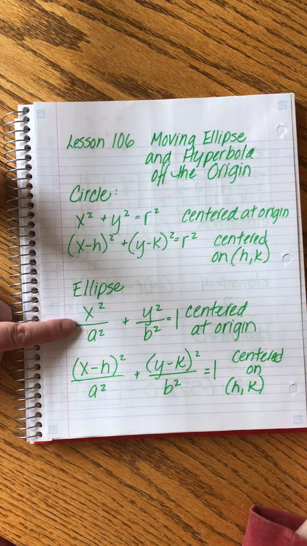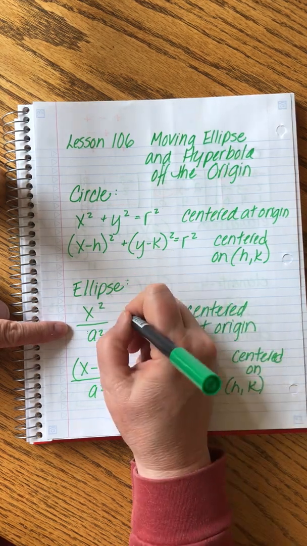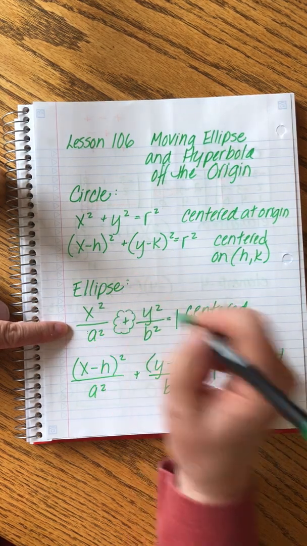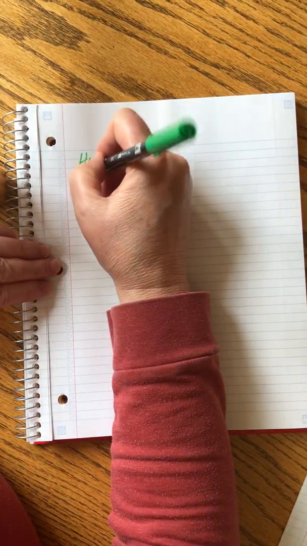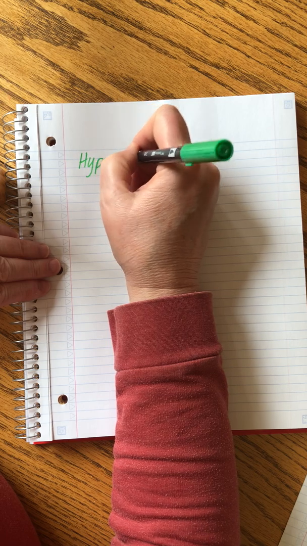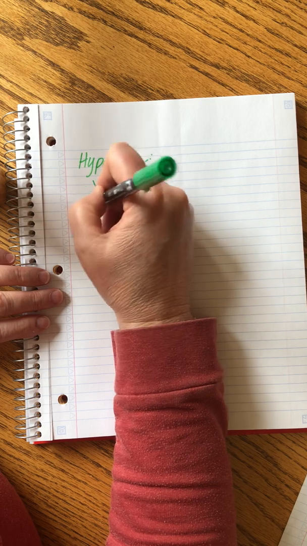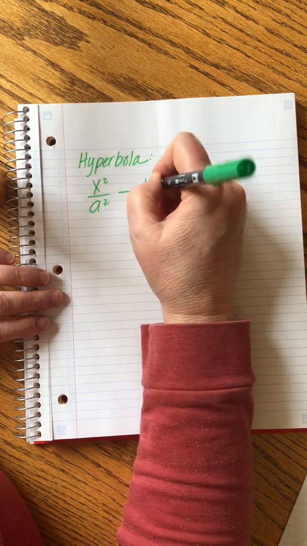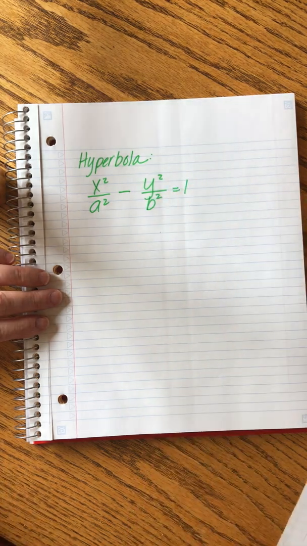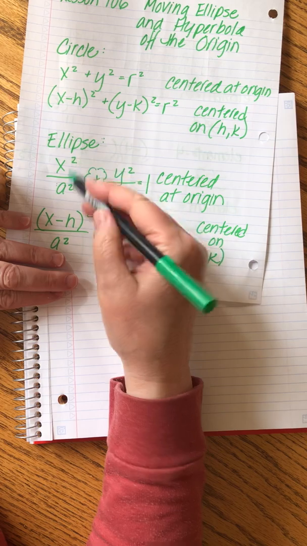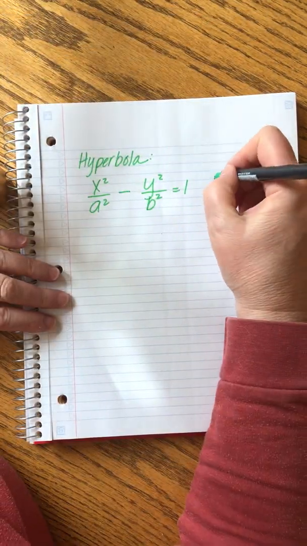Remember that the ellipse and the hyperbola look a lot alike. I'm going to show you the hyperbola in just a minute. Remember that with the ellipse, we're adding the two terms. And then let me show you the hyperbola before we get into the examples. Hyperbola, centered on the origin, was x squared over a squared minus y squared over b squared equals 1. I should have that on every single one. I get so involved in writing this part that I forget the equals 1. This is centered at the origin.